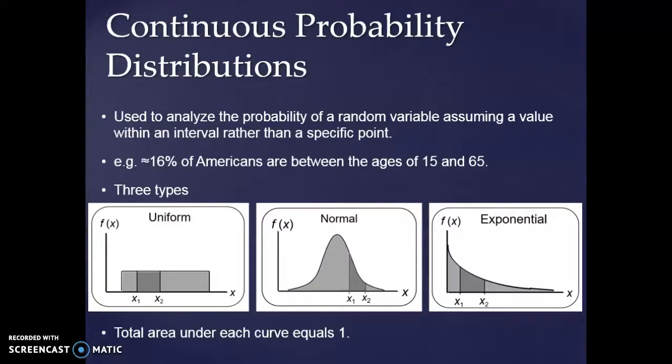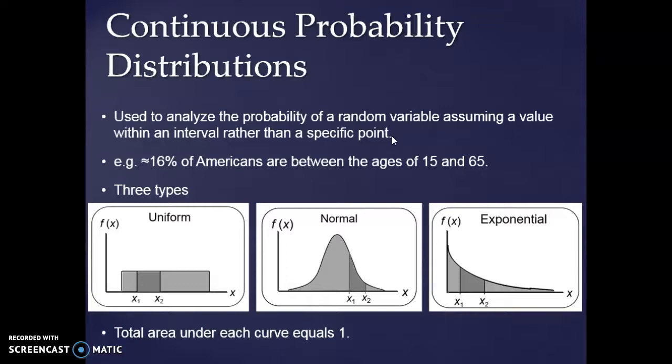Let's move on. We've covered extensively the normal distribution, which is one type of continuous probability distribution. It just happens to be the most common in the areas that we would be studying as economists or social scientists. There are two others that do pop up now and again, though, the uniform and the exponential. And all of them are accomplishing the same thing. They're analyzing the probability of a random variable assuming a value in an interval rather than a specific point, again, to distinguish from discrete probability distributions like the binomial, Poisson, or the hypergeometric.